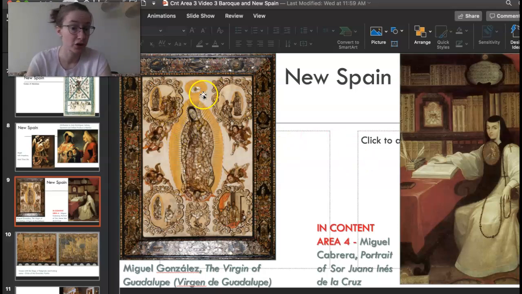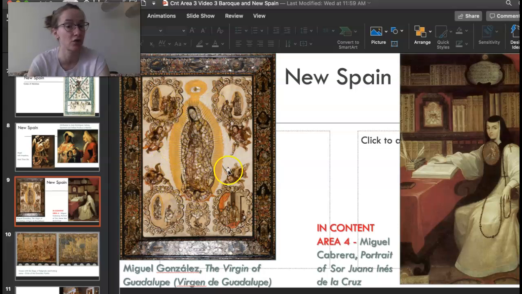She is shown with darker skin, so she doesn't have that pale complexion of the Virgin Mary, and it's basically this indigenous version of her. We see lots of other imagery around showing details of her life, but the main thing is this pious positioning, the hands clasped in prayer.